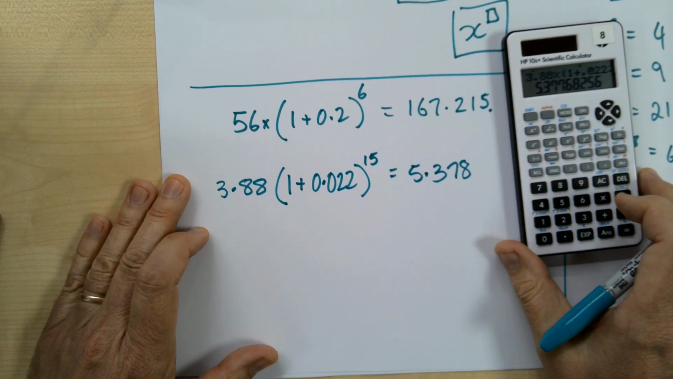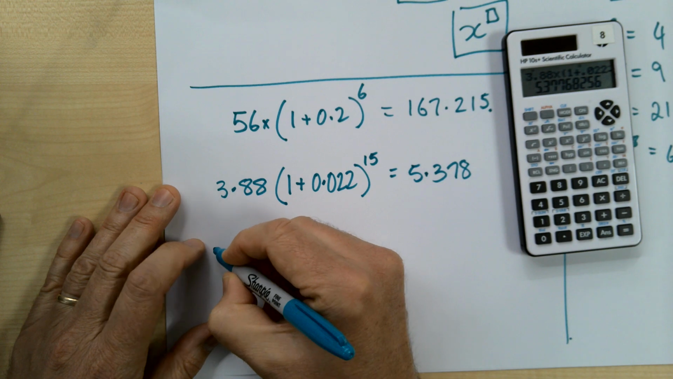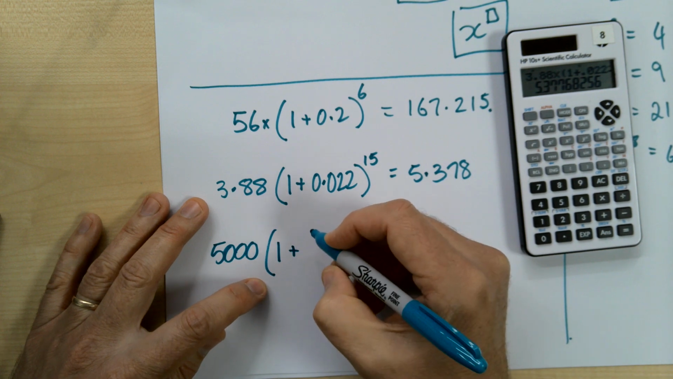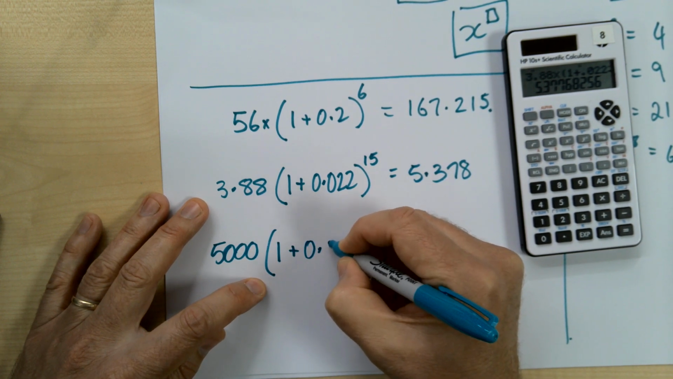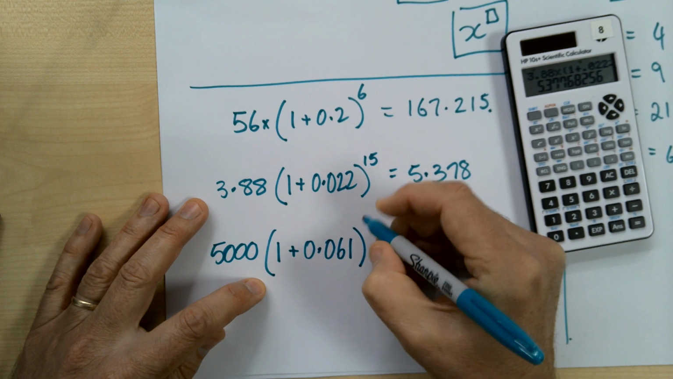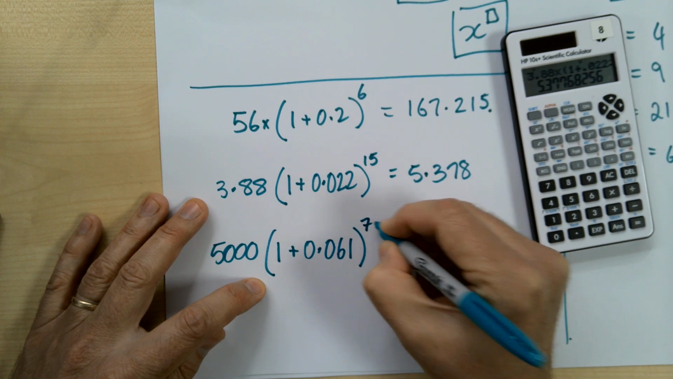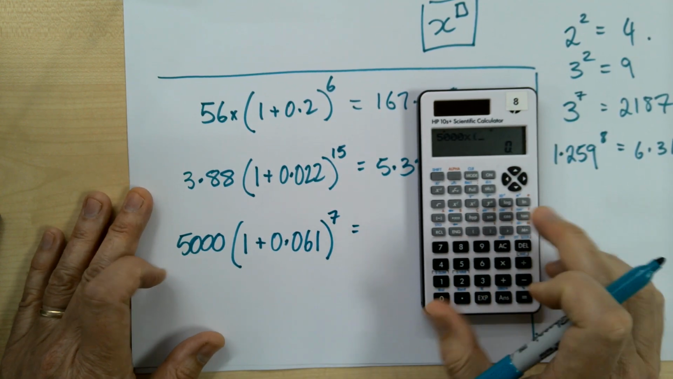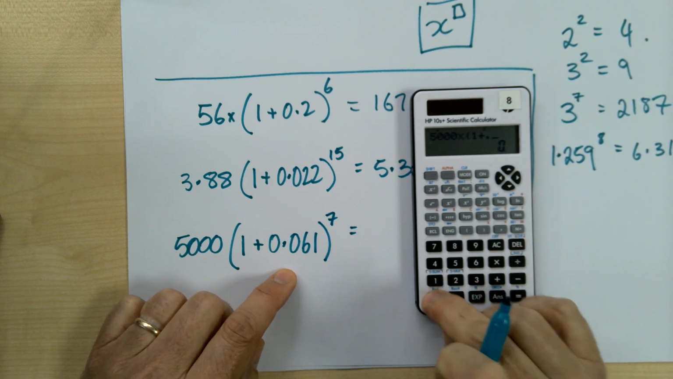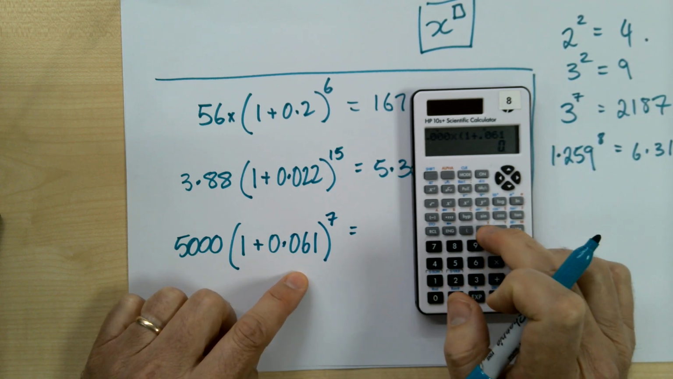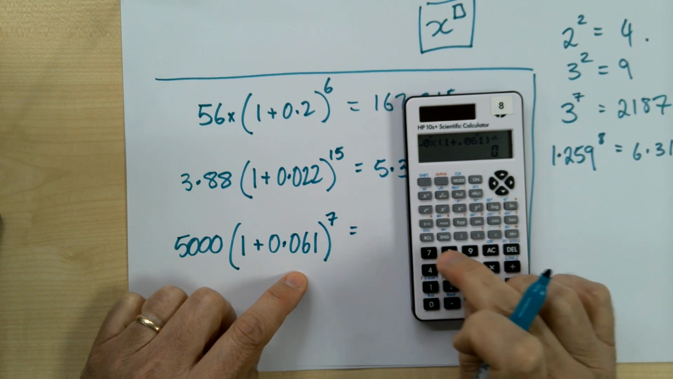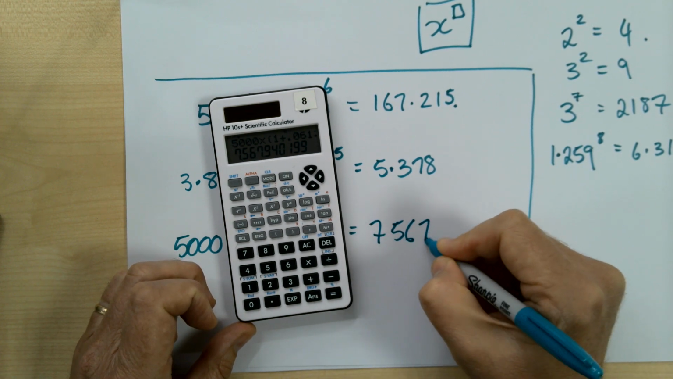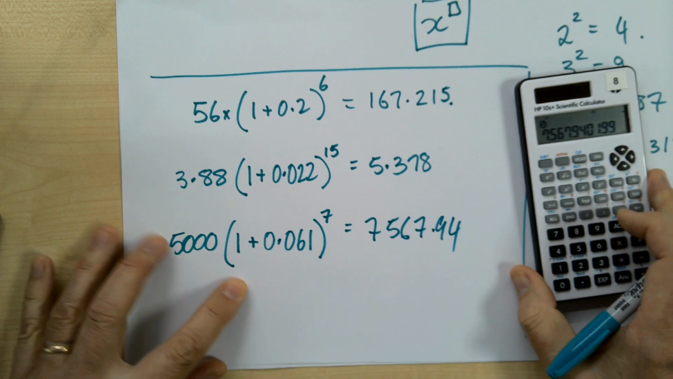Okay. All right, let's do one more. What if I had 5,000 times 1 plus 0.061 to the power of 7? Okay, 5,000 times bracket 1 plus 0.061, close the bracket, to the power of 7. That's 7,567.94.